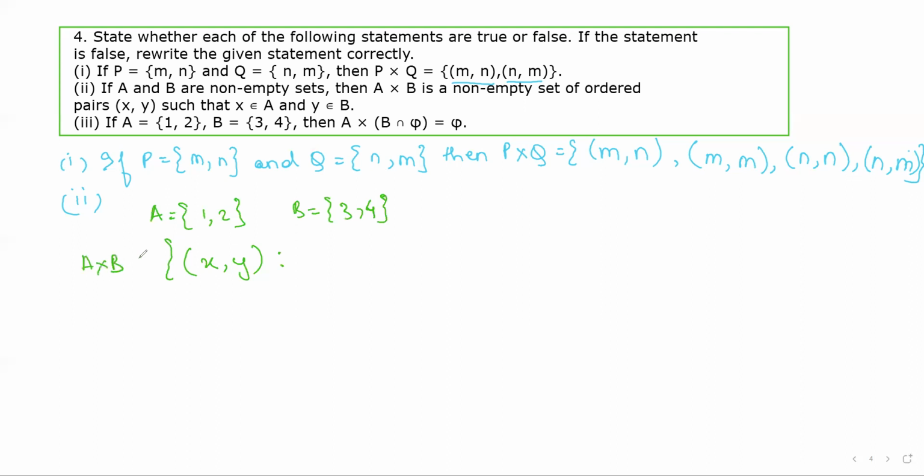A cross B is the set of ordered pairs x, y such that x belongs to A and y belongs to B. This is also true because the first element of the ordered pair should belong to A, x belongs to A, and the second element of the ordered pair should belong to B. So this statement is true.